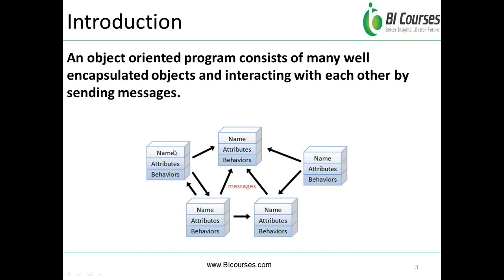If you look at here, these boxes like name, attribute, behaviors. So this is one object. Like this, we have multiple objects. And these objects interact with each other using these messages. Every object has a name, and it also has attributes and behaviors.